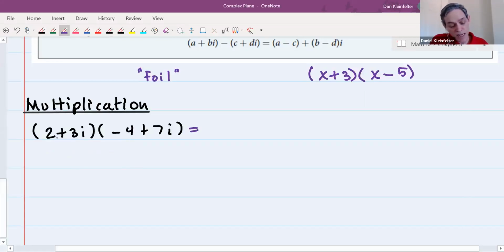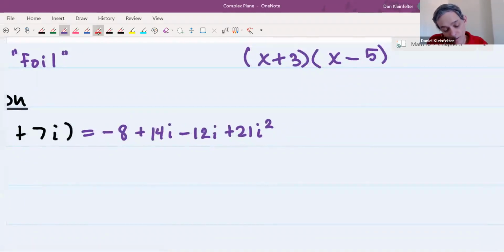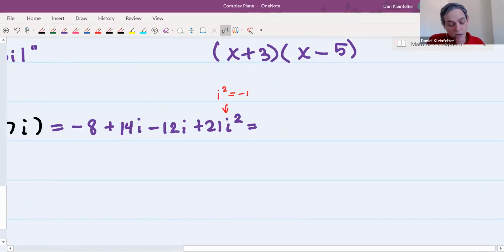So first, 2 times negative 4 is negative 8. Outers, 2 times 7i is 14i. Inners, 3i times negative 4 is negative 12i. And then lasts, 3i times 7i is going to be 21i squared. Okay, this is the part where something new happens. That i squared, remember, is equal to negative 1. So when you see an i squared, you should replace it by a negative 1. Okay, so let's do that.